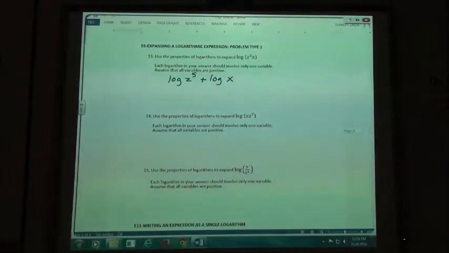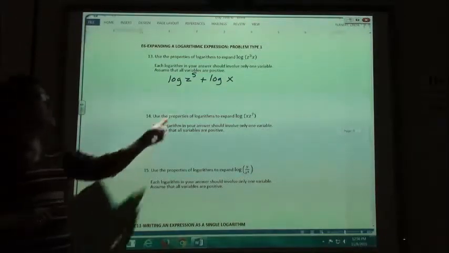One other little thing I can do there. What can I do with that 5 on my z to the 5th?